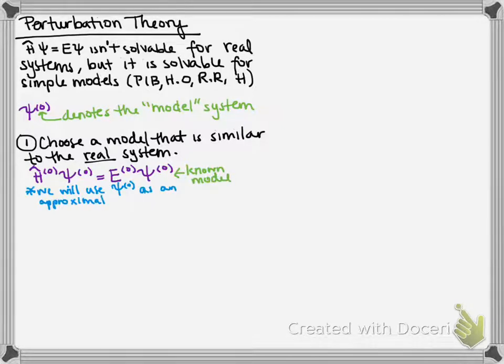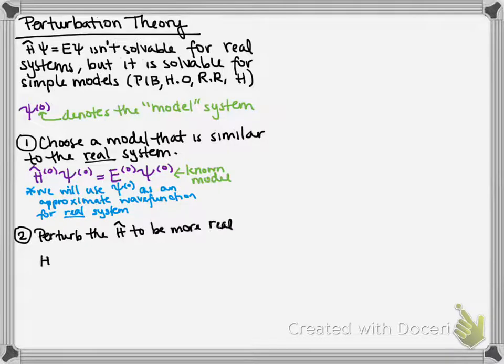We're going to use this psi 0, this wave function of the model system, as an approximate wave function for our real system. So we're going to keep using it even though we know it's not the right wave function. We're going to assume that it's at least remotely similar enough, right? It's close enough. So we're going to approximate that as the wave function for the real system.